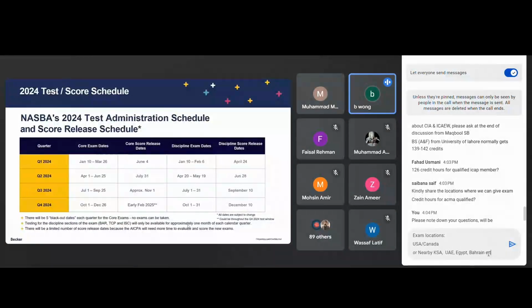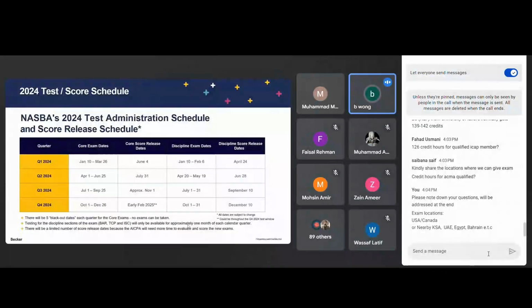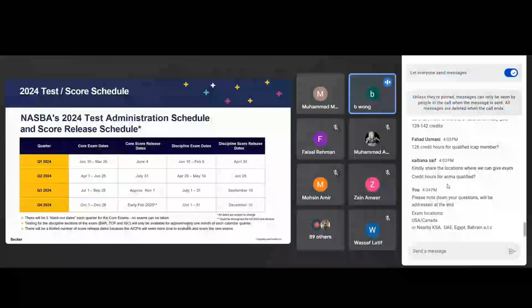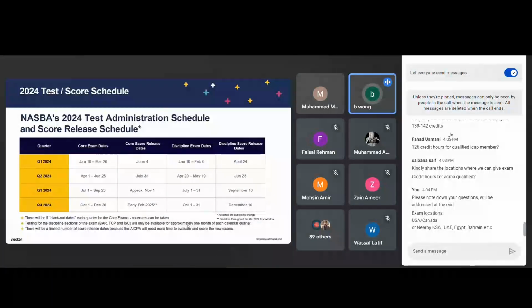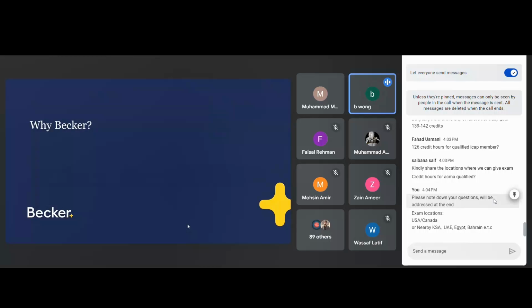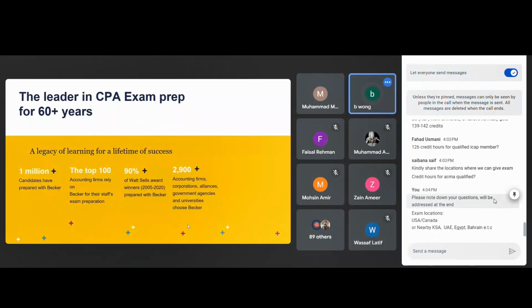Okay, now we'll talk about why Becker. One thing Mr. Maqbool talked about is what your focus should be for now. Number one, whether you're eligible for the exams. If you have 120 credit hours, you'll pretty much be able to sit for the exams. The second focus is to pass the exams, and worry about the license later. I think that's what you need to do.